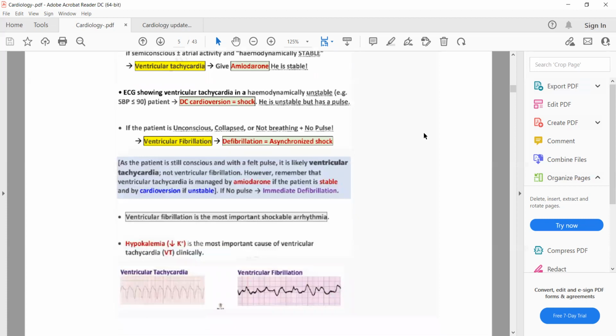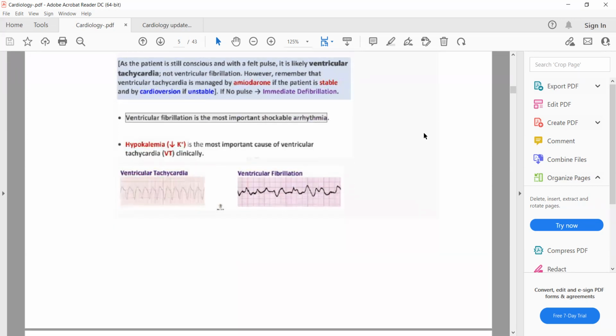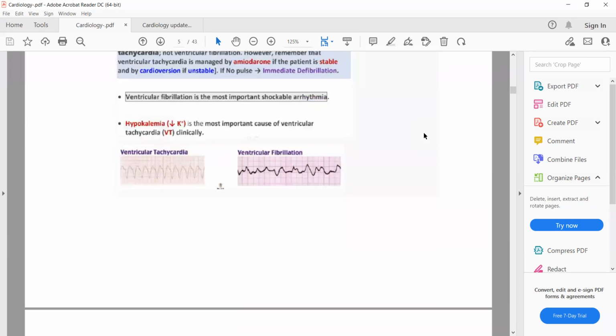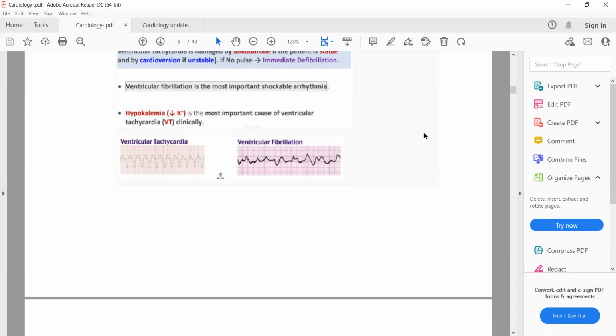Remember that ventricular fibrillation is the most important shockable arrhythmia, and hypokalemia is the most important cause of ventricular tachycardia clinically. So a patient with electrolyte disturbances such as hypokalemia can develop ventricular tachycardia, or the patient can also develop ventricular tachycardia after MI. So if a patient presents to you with ventricular tachycardia with no history of MI, then you need to check his electrolytes to rule out hypokalemia.